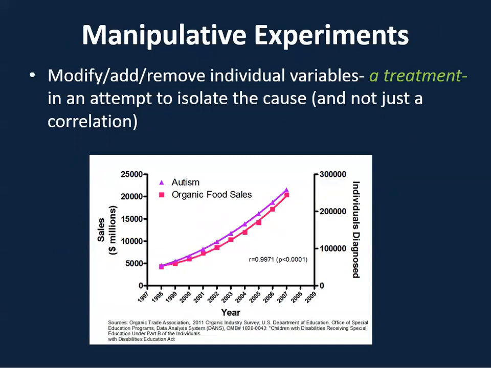So in manipulative experiments, you will modify, add, or remove individual variables or a treatment in an attempt to isolate the cause and not just a correlation. As we went over in the first lab, cause and correlation are not the same. And here we have a graph showing autism and organic food sales. And although they look very correlated, they are not causal at all. They are just 2 things that happen to look similar.